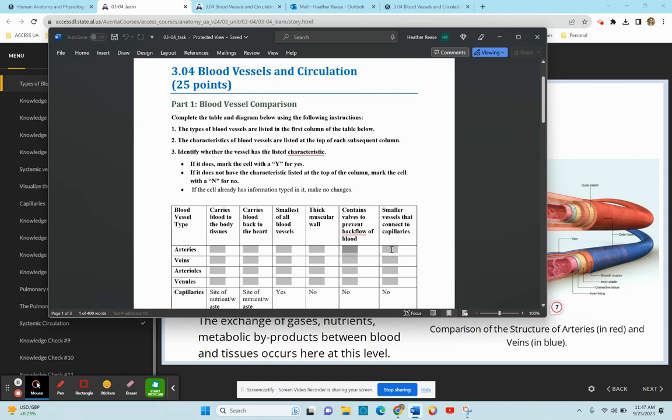And do smaller vessels connect to capillaries for arteries? That would also be no. There are no smaller vessels that connect to capillaries, so that one would be no as well. Okay, so that's how you fill out that first row. Then you just go from there to veins, arterioles, and venules, and you complete those as well. So I hope that helps.